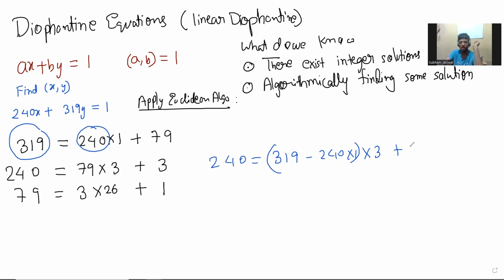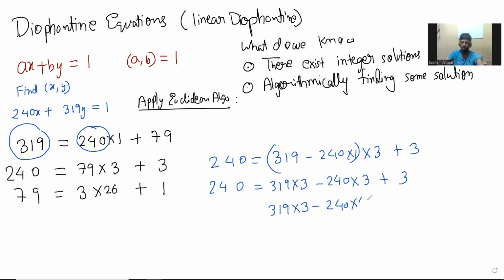Times 3 plus 3. You see where this is going, right? Let's write everything the way we want: linear combinations of 240 and 319 is what we're interested in, plus 3. And we have 319 times 3 minus 2, right? And now what do we want to do? So what can we do now? Because I usually do the back substitution.